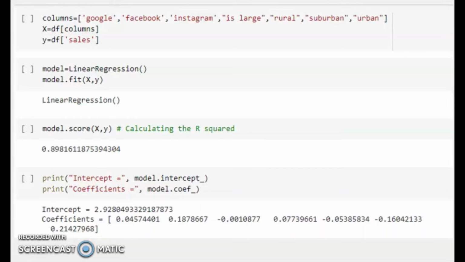Next, we inspect the coefficient or the slope. Recall negative slope means increasing spending but decreasing sales. Rural and suburban have negative slopes and will be omitted. Instagram has near zero slope.